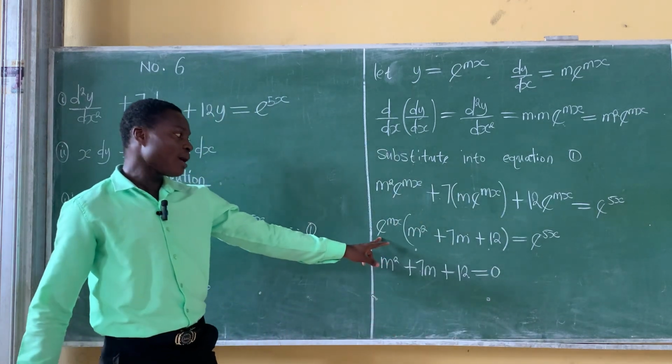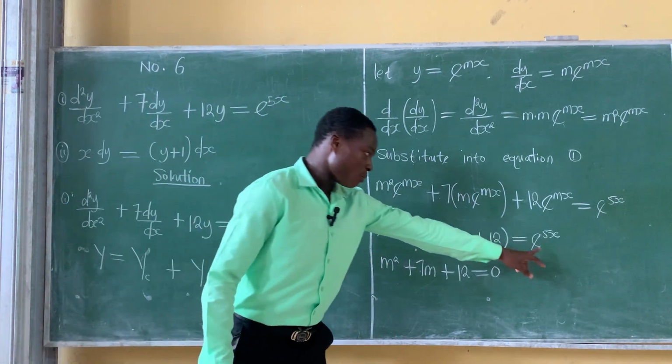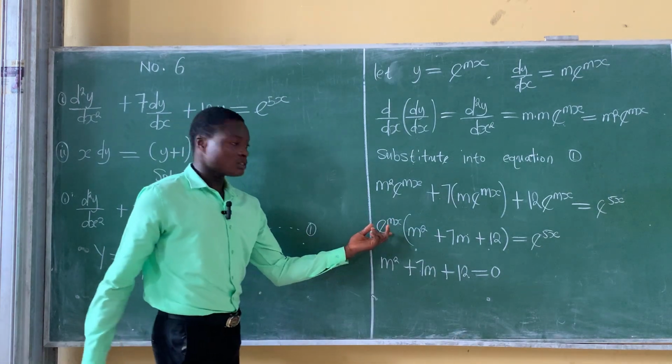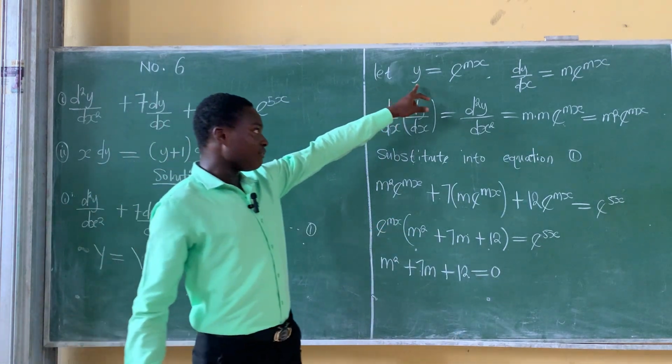And of course, e^(mx) is supposed to be equal to 0, but we are not going to set e^(mx) equal to 0, because e^(mx) is the solution of that differential equation.